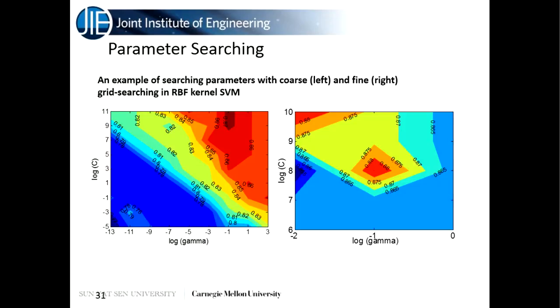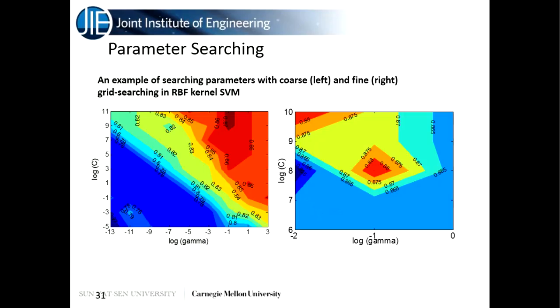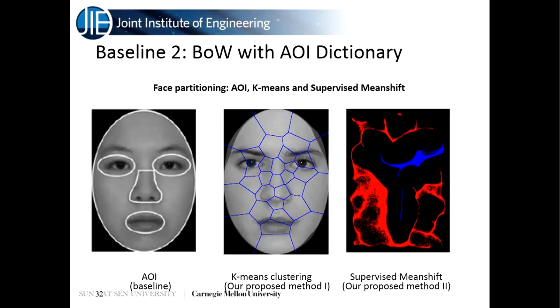And of course, we have to tune the SVM parameters. And so we have several baselines, right? So this baseline backs up the AOI dictionary. The left side images are the baseline, which is from Dr. Yi's paper, and then the middle is our baseline, which means that we can just simply use k-means. And on the right side, we use the supervised mean shift as our new method. You can see the difference.